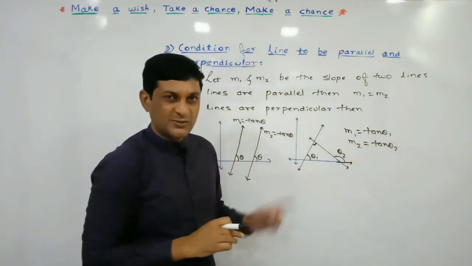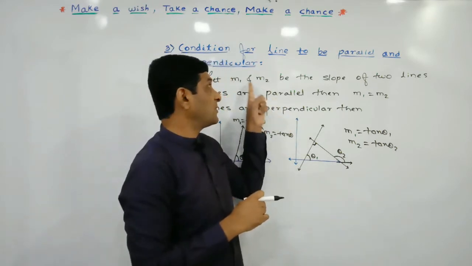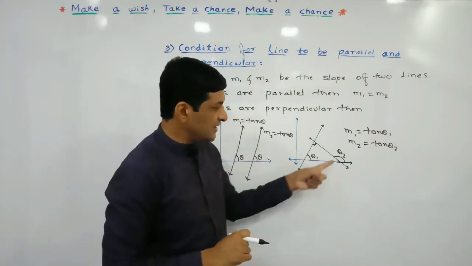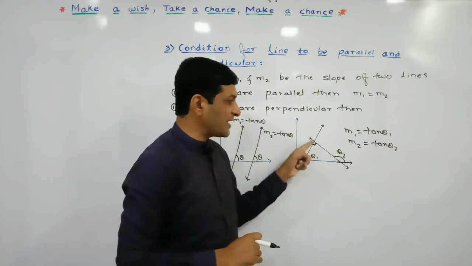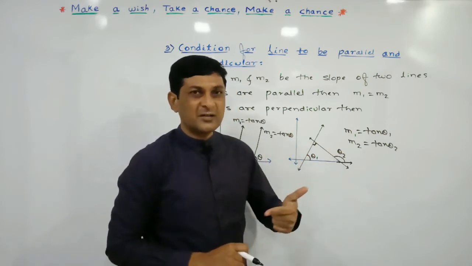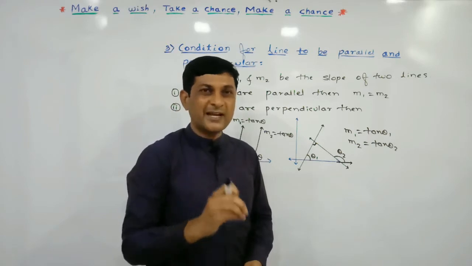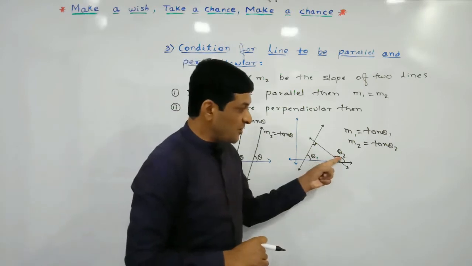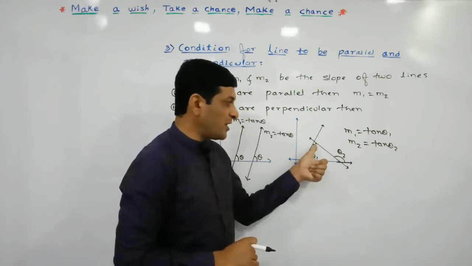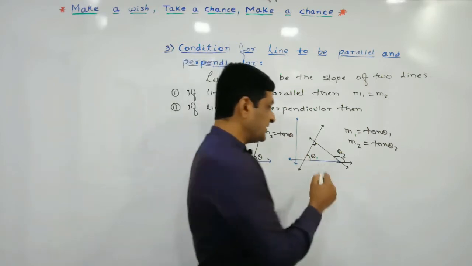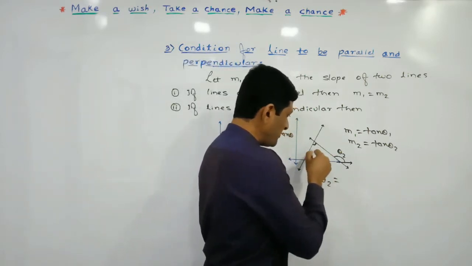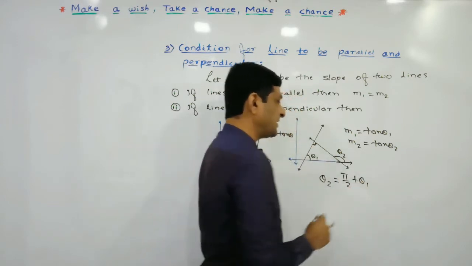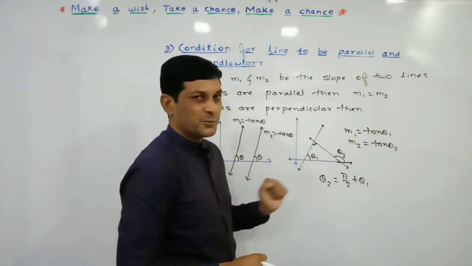We denote the slope by m2. Since two lines are there, the slope of the first line we have denoted by m1 and of the second line by m2. Now here we can observe that this theta 2 is the exterior angle of this triangle, and since theta 2 is the exterior angle, we are able to apply the exterior angle property. What is that property? The measure of an exterior angle is equal to the sum of the opposite remote interior angles. So here theta 2 is equal to the sum of the opposite interior angles: one angle is pi by 2, 90 degrees, plus the other angle theta 1.